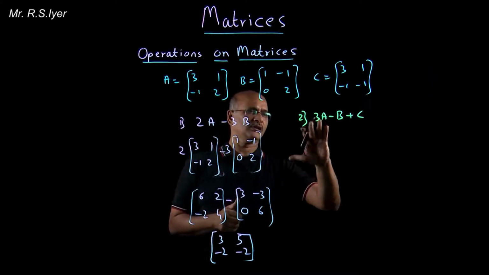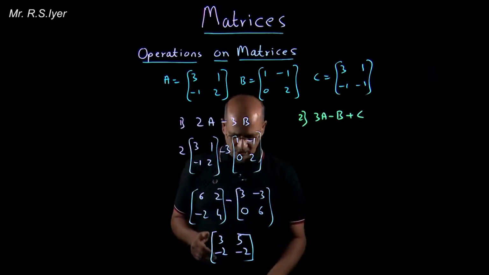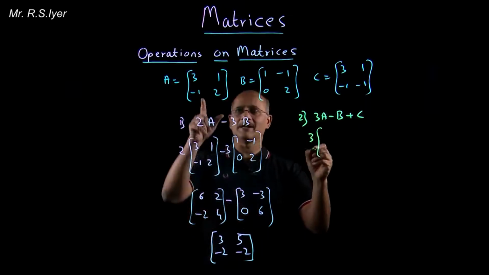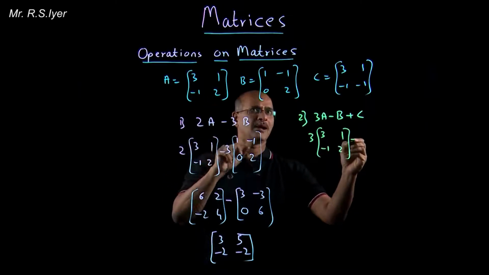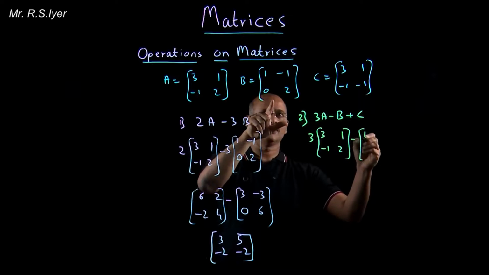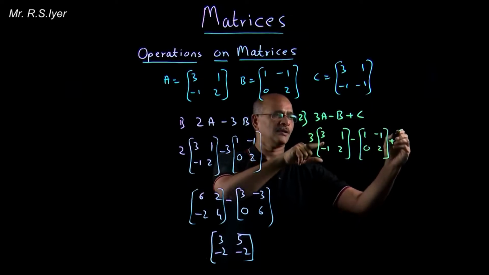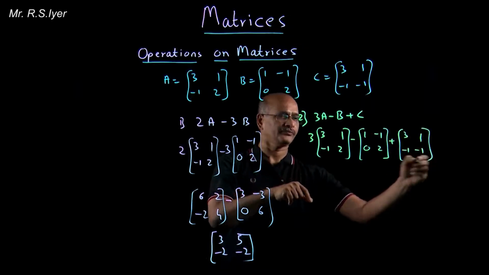So when I see 3A minus B plus C, you just go ahead with normal multiplication in this case. So for example, now it will become 3 into matrix A, that is 3 1 minus 1 2, minus B is nothing but 1 minus 1 0 2, plus C is nothing but 3 1 minus 1 minus 1.